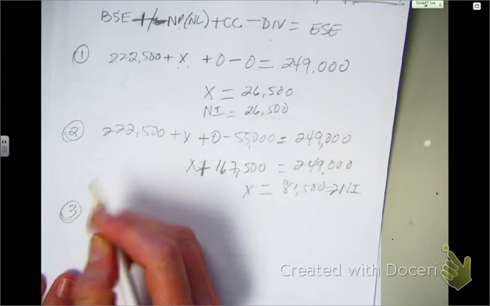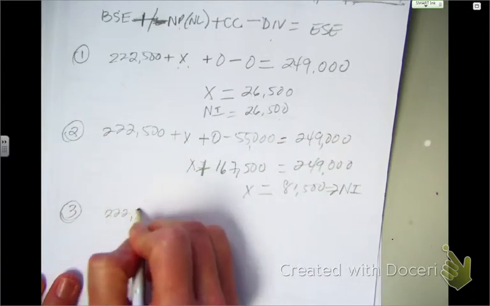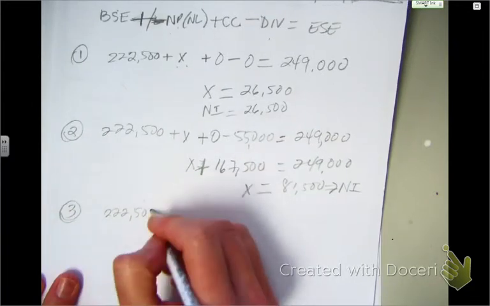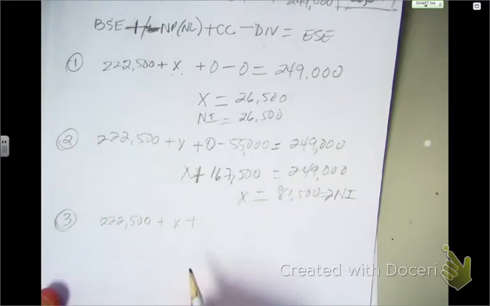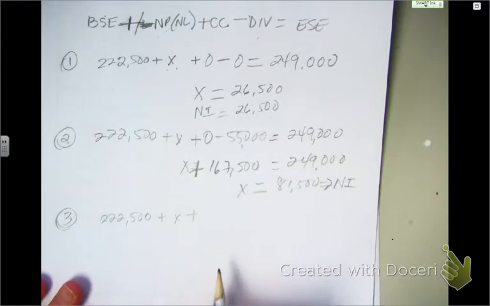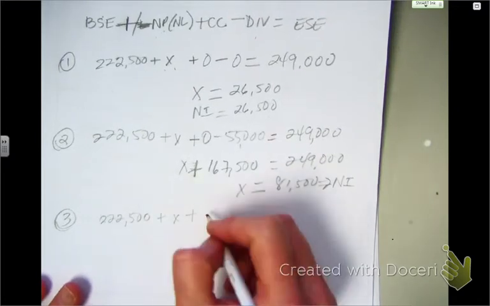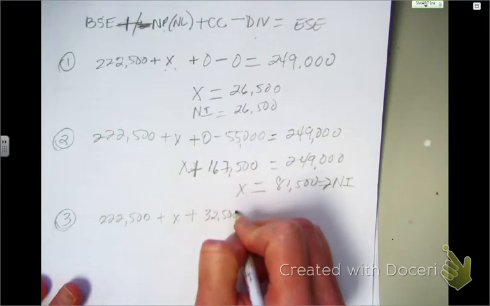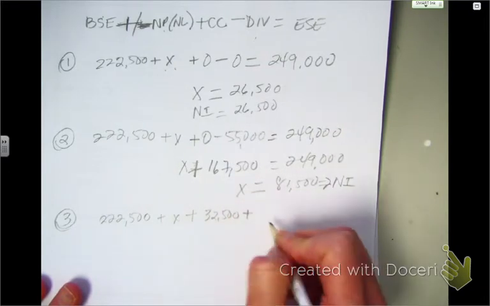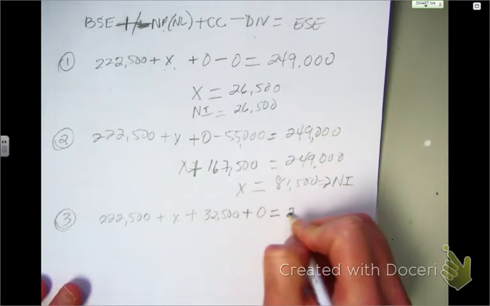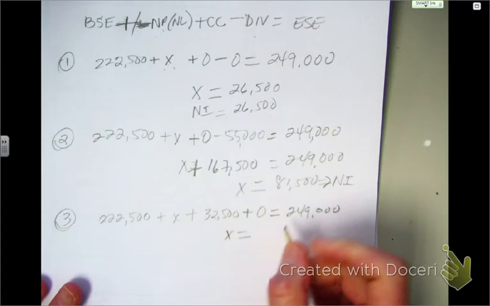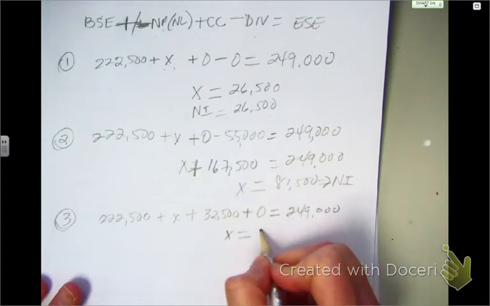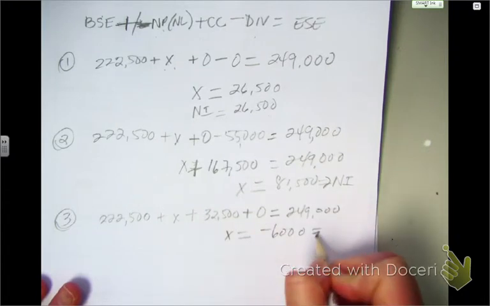What did you get using the same approach? 222,500 plus X. What's the contributed capital in the third one? Is there contributed capital? 32,500. Is there any dividends? No. Equals 249. When we do it, at the end of the day, X equals negative 6. So it's a net loss.